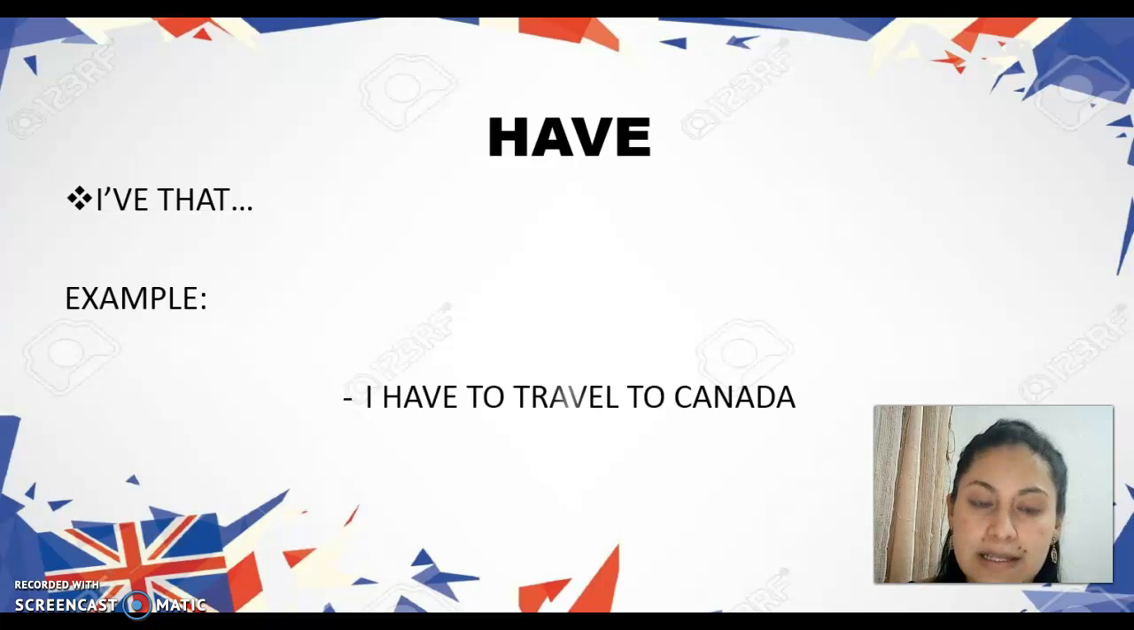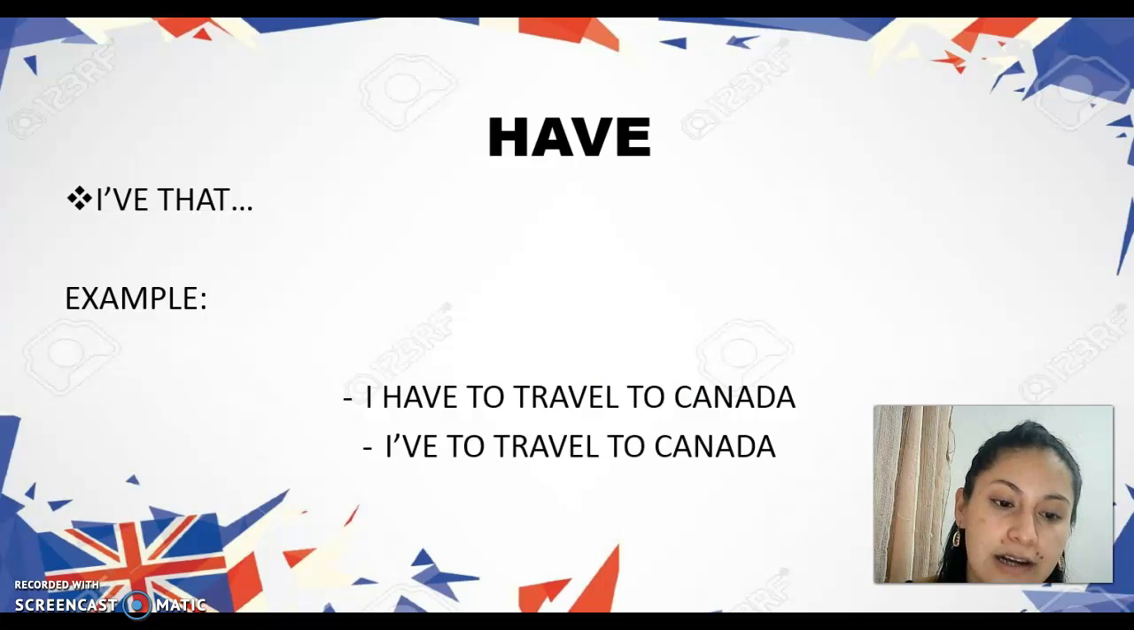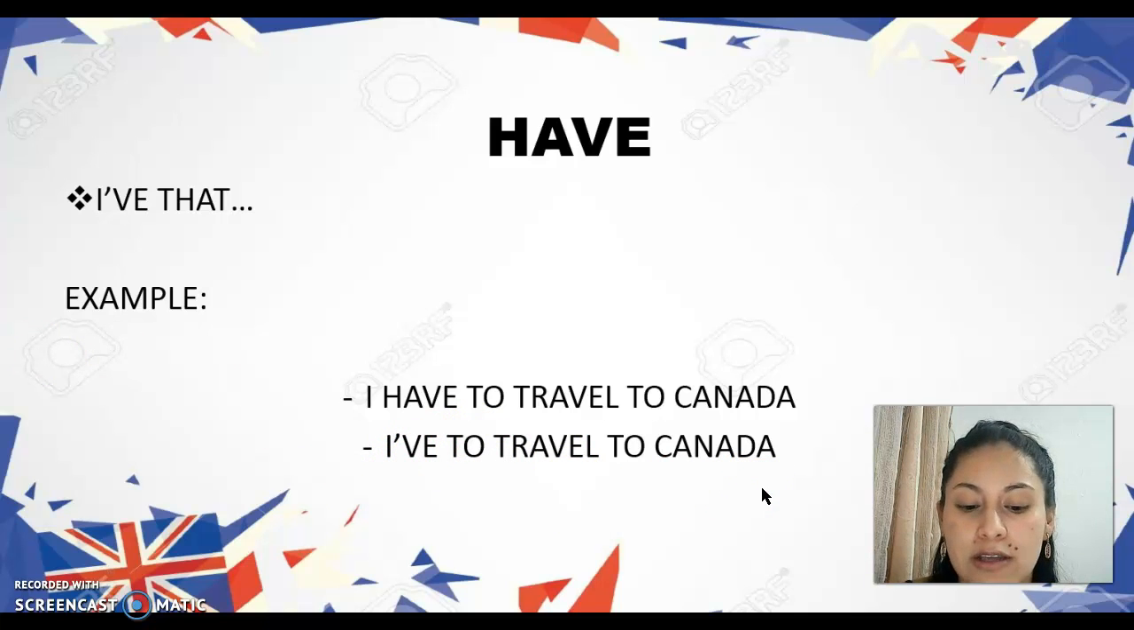Okay, one example is the sentence normally: I have to travel to Canada. Okay, with contraction it is: I've to travel to Canada. This means that I replace "have" and contract the word, and it is followed by: I've to travel to Canada.